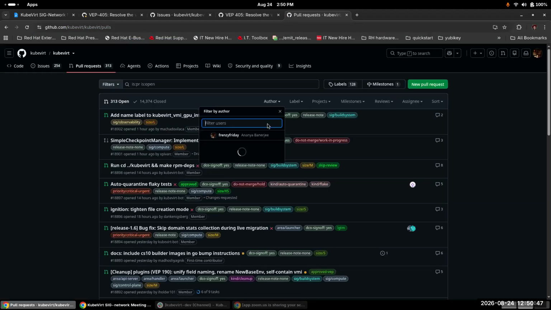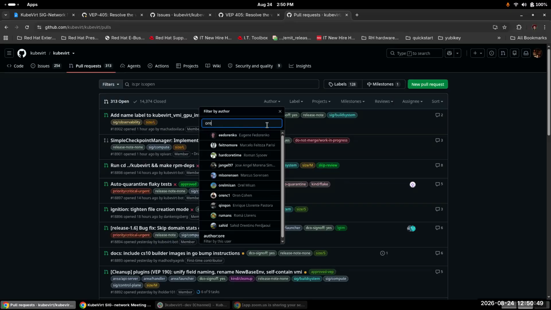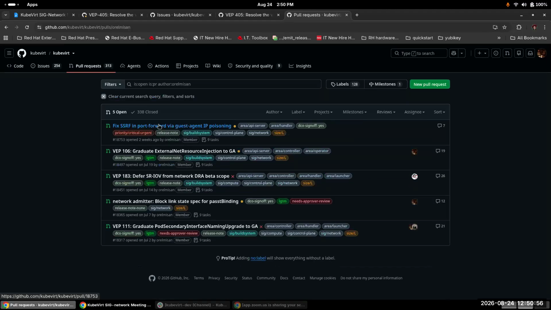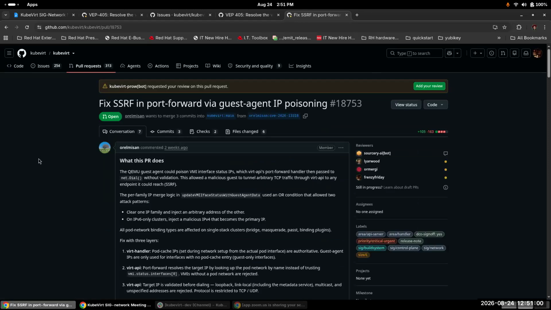And Eddie actually objected, saying that it may pose a security risk. And I answered Eddie. And Aurel had another PR to address the security issue where someone can manipulate the IPs in the guest agent and manipulate where this port forwarding goes.